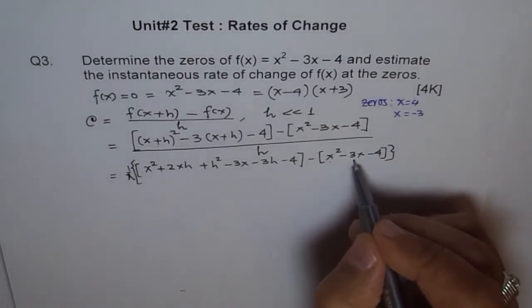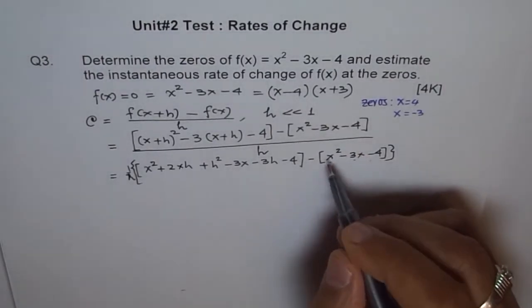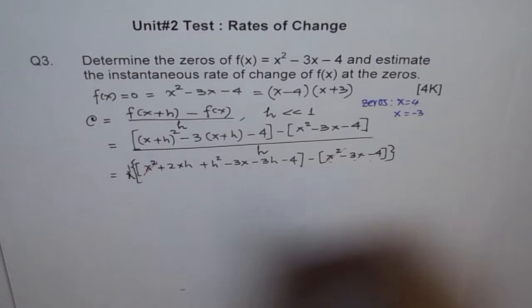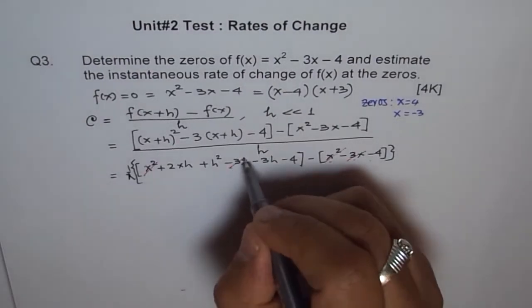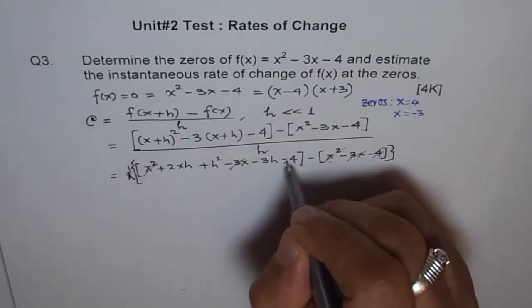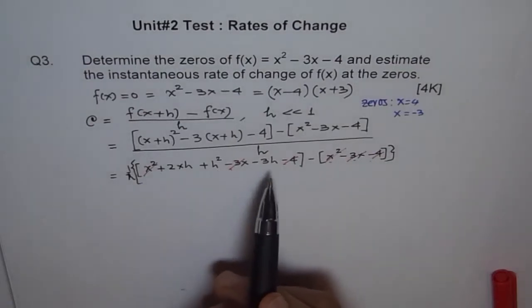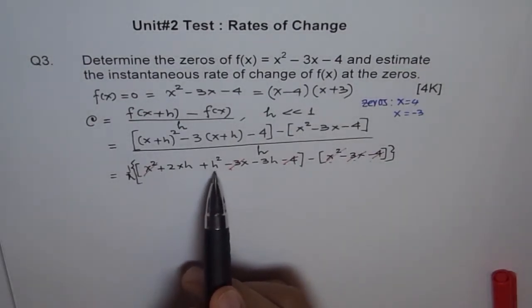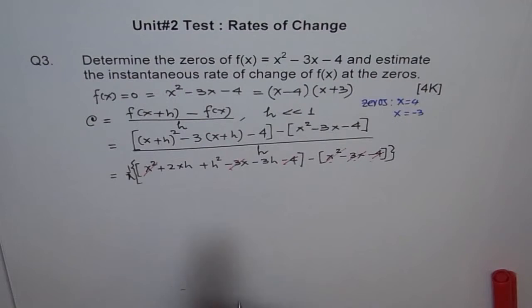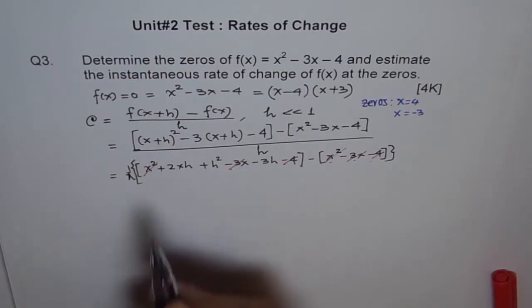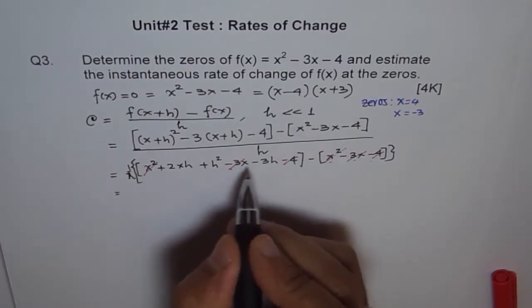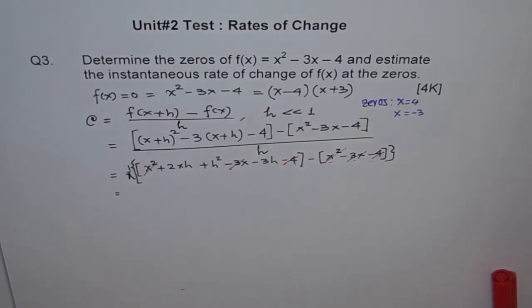You expect to cancel these 3, right? Let's look for them. x squared, minus 3x, minus 4, minus 4. Perfect. What are you left with? You are left with terms which have h in them, right? Perfect. So you can now factor out this h. So I'm going to factor out this h from the terms left.